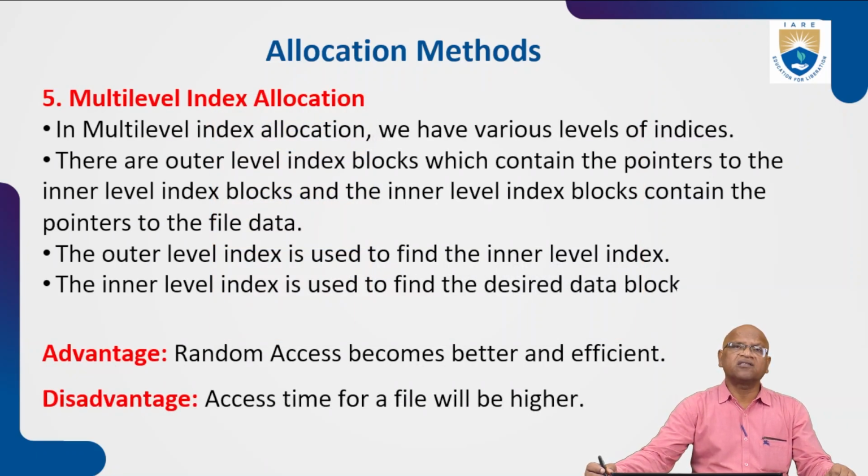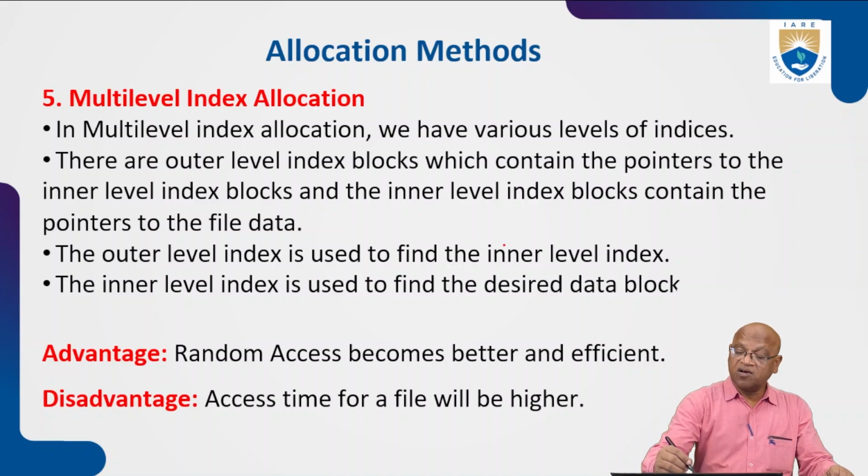Now multi-level indexed allocation. In multi-level indexed allocation, we have various levels of indices. There are outer level index blocks which contain pointers to the inner level index blocks, and the inner level index blocks contain pointers to the file data. The outer level index is used to find the inner level index, and the inner level index is used to find the desired data blocks. So as the file size is larger, we use more than one index block, and this index block is connected to different blocks.